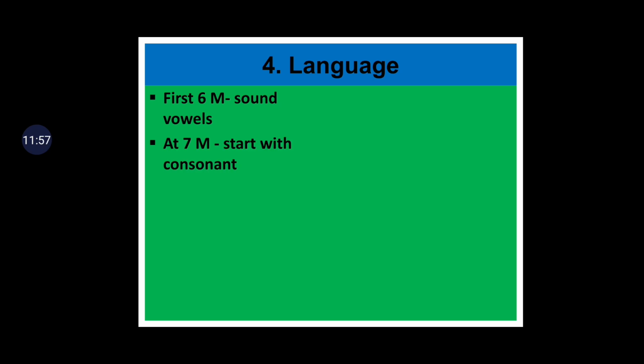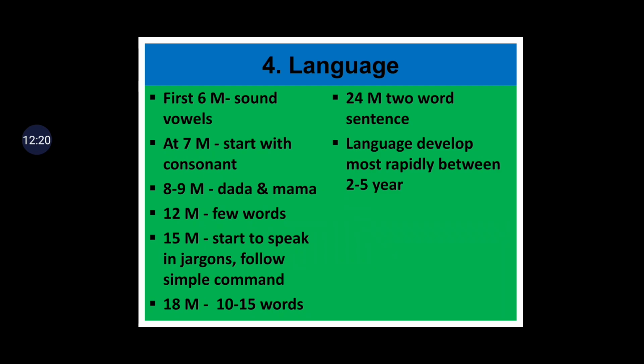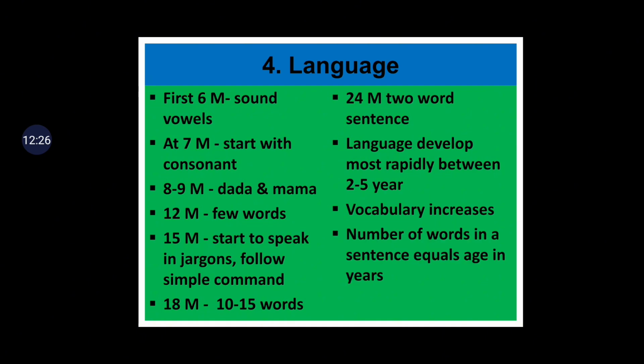At 7 months, they start with consonants. At 8 to 9 months, they can say dada and mama. At 12 months, they know few words. At 15 months, they start to speak in jargon and follow simple commands. At 18 months, they know 10 to 15 words. At 24 months, they can make 2-word sentences. Eventually, their language develops most rapidly between 2 to 5 years and their vocabulary increases. Number of words in a sentence equals age in years.